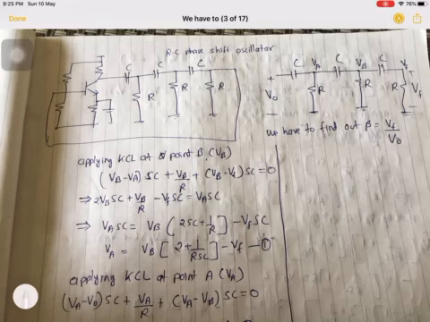Since we know one RC circuit provides a phase shift of 60 degree, this is providing a phase shift of 60 degree. This is also providing a phase shift of 60 degree. This is also 60 degree. So total 3 RC circuits are providing a phase shift of 180 degree. However, as per Barkhausen criteria, we need a phase shift of multiple of 2 pi, so we need 360 degree.